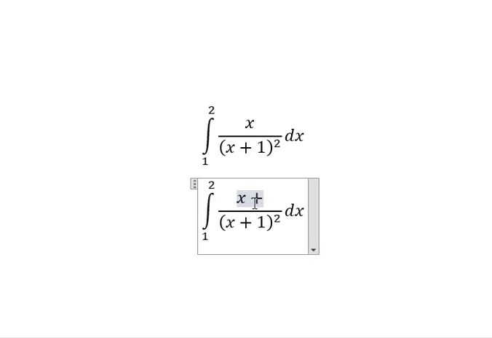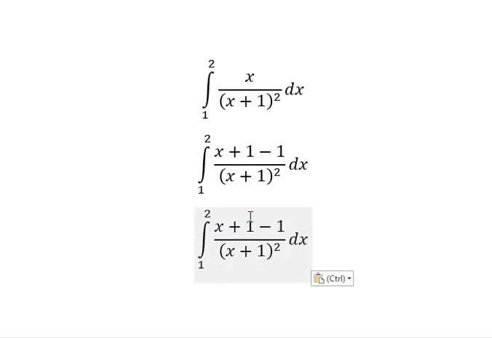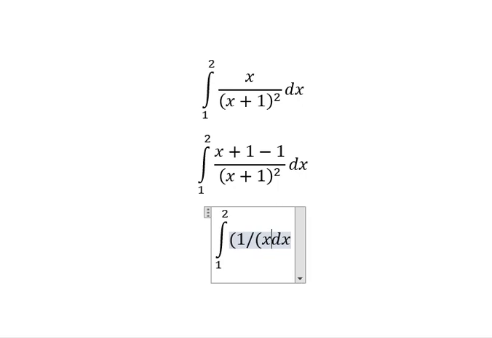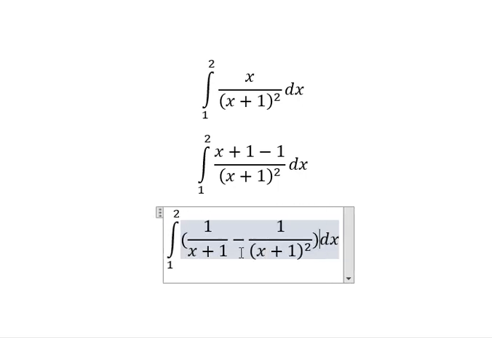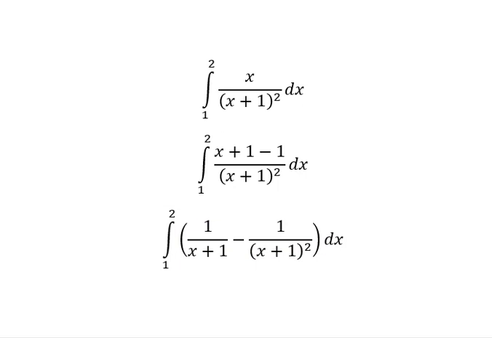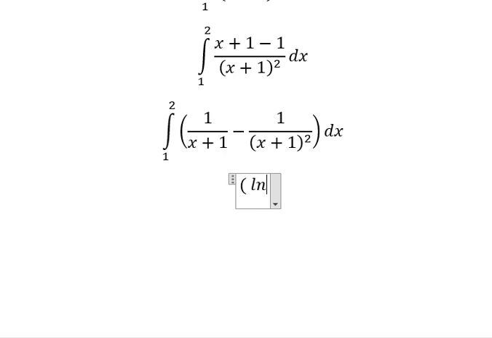We need to add number 1, and later we need to minus number 1. So this one divided by this one.